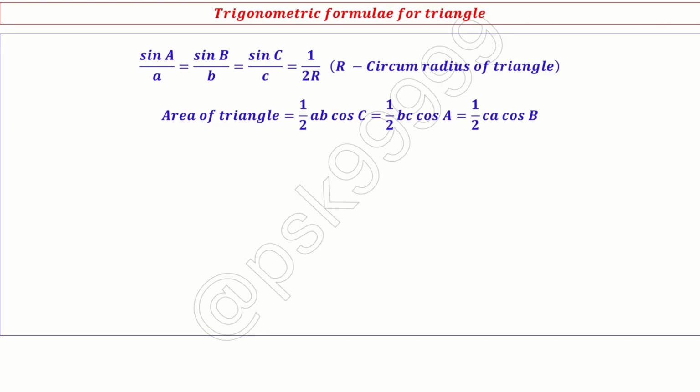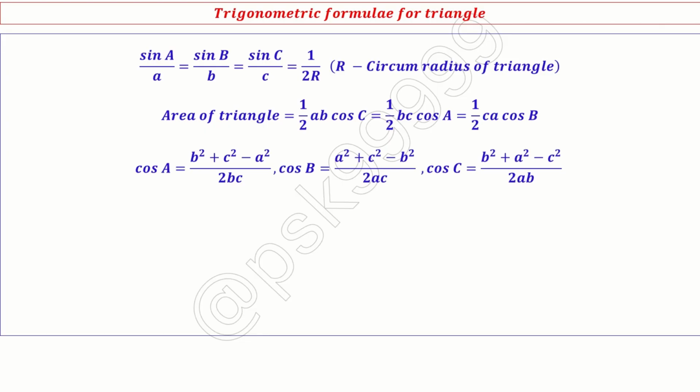Here carefully you check ab: if you are taking two sides, the angle is between them, which is C. You take two sides and the angle between them. Next is cos A equal to, we know this one, the cosine rule of a triangle, b square plus c square minus a square by 2bc. Here when you have angle A, then a will become negative and a is not present in the denominator. Similarly cos B and cos C.